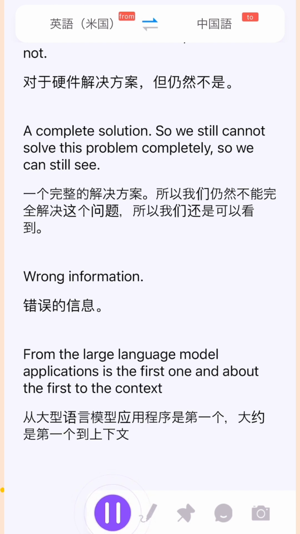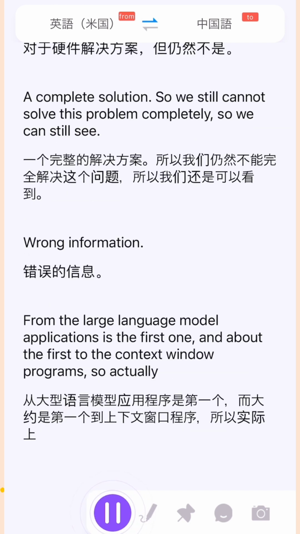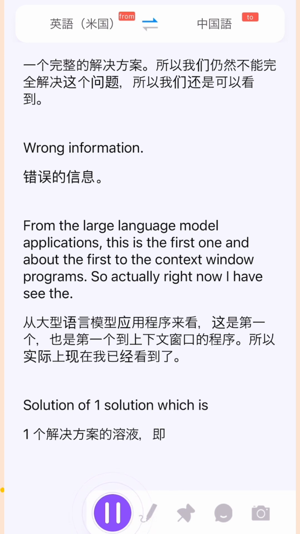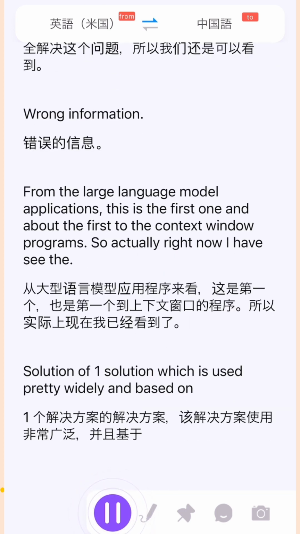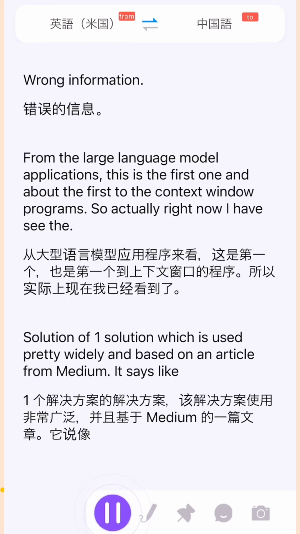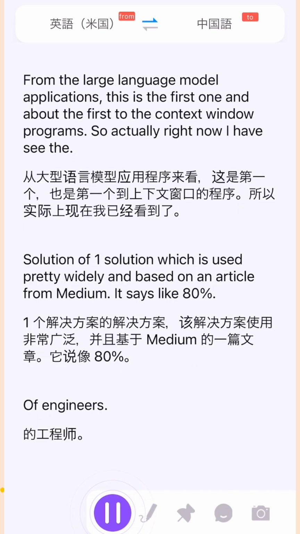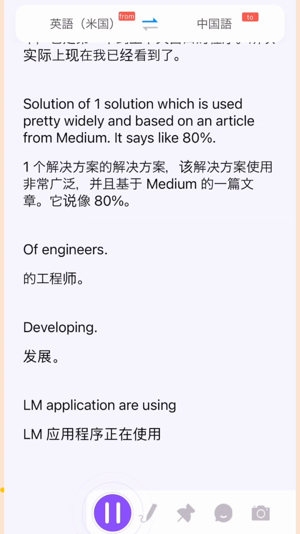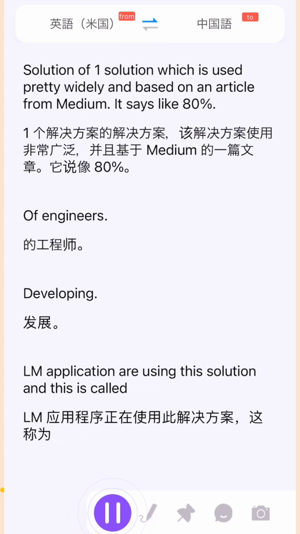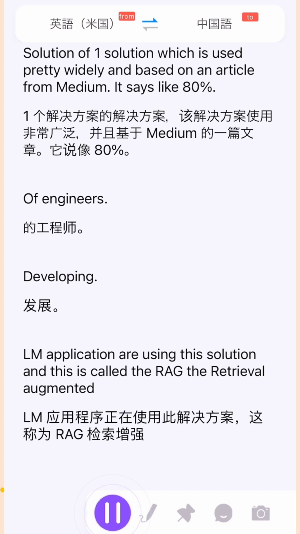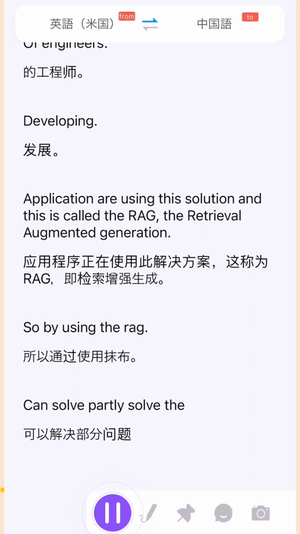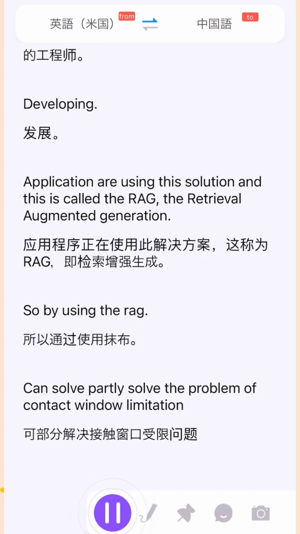And about the second, the context window problem. Right now I have seen one solution which is used pretty widely. Based on an article from Medium, 80% of engineers developing LLM applications are using this solution, and it is called RAG, retrieval augmented generation. By using RAG, we can partly solve the problem of context window limitation.